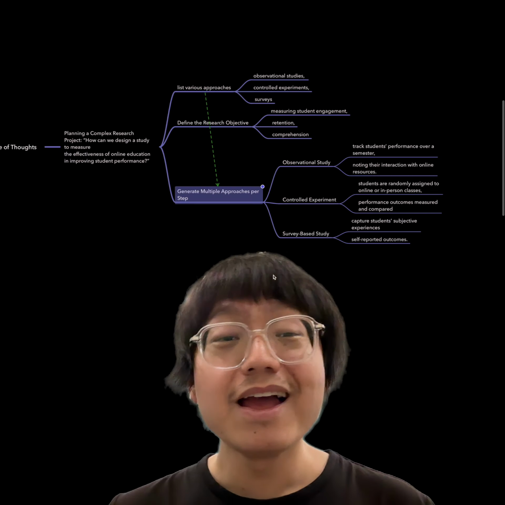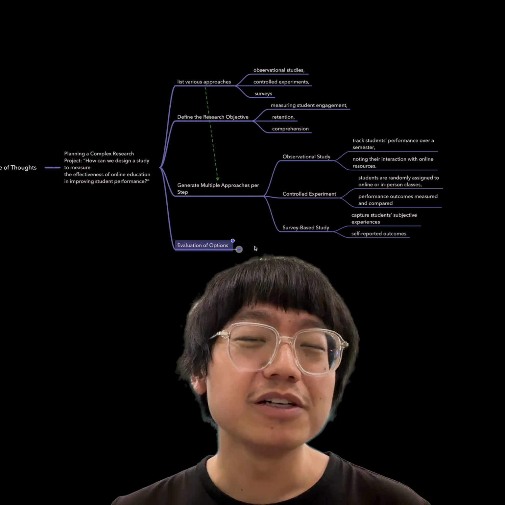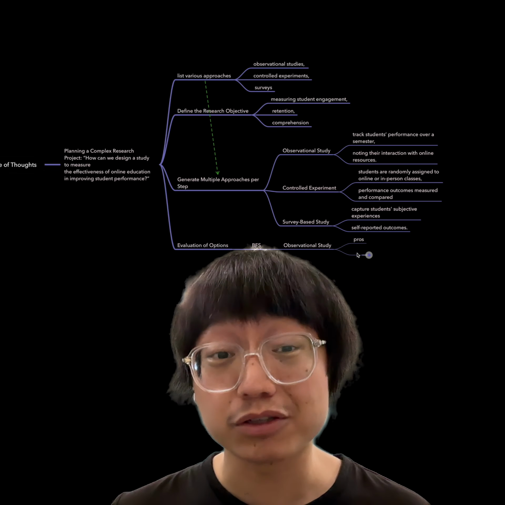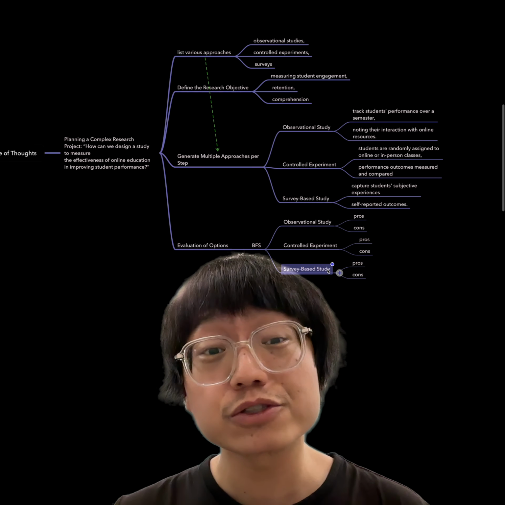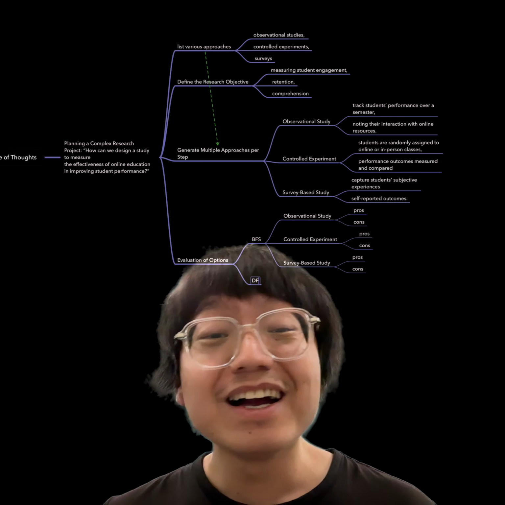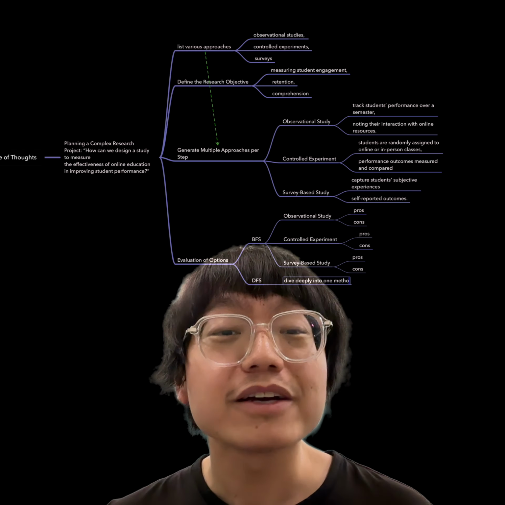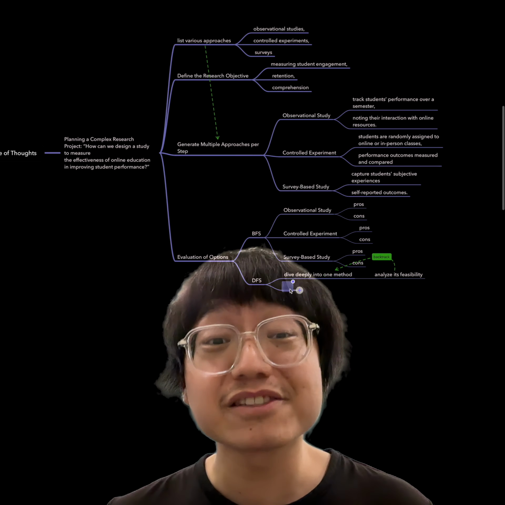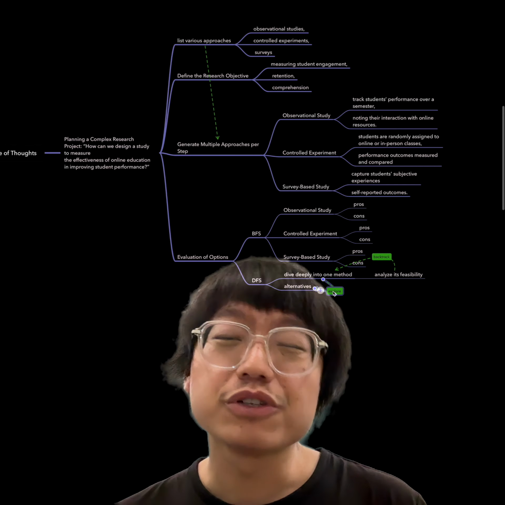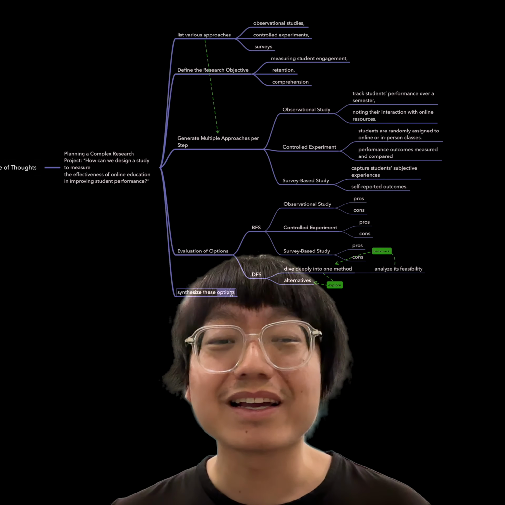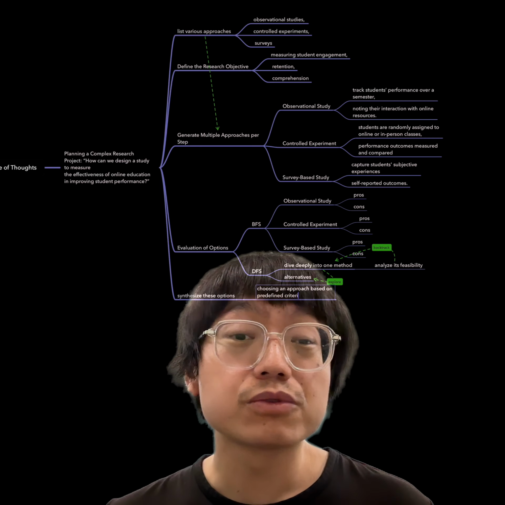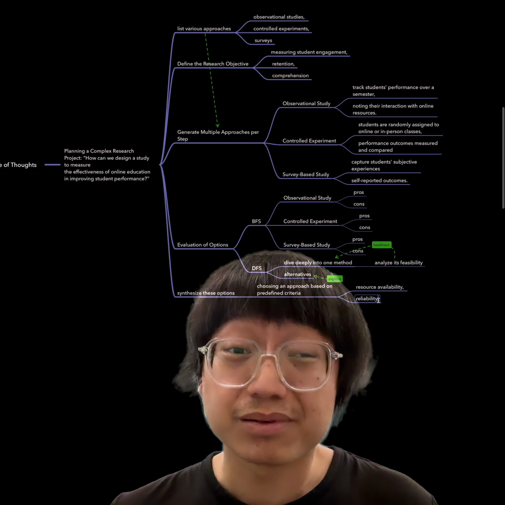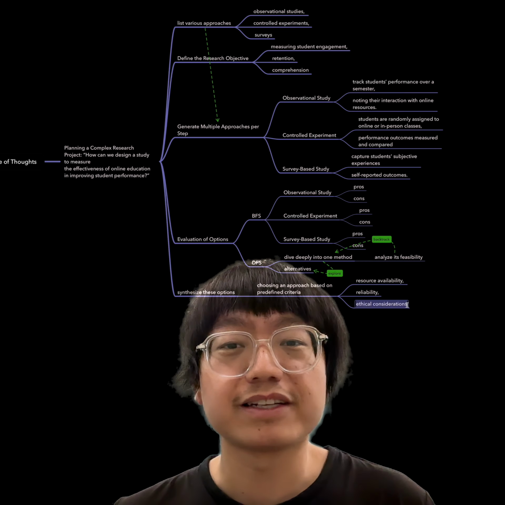Then let's talk about the evaluation of options. For each branch, the model could use breadth-first search to explore each method's pros and cons. Alternatively, it could use depth-first search to dive deeply into one method, analyze its feasibility, and then backtrack to explore alternatives if needed. Finally, the model can synthesize these options and choose one based on predefined criteria like resource availability, reliability, or ethical considerations. This provides a more comprehensive plan that captures multiple dimensions of the task.